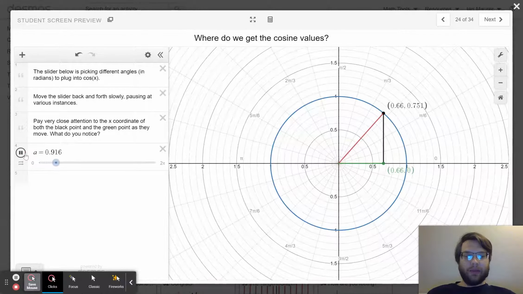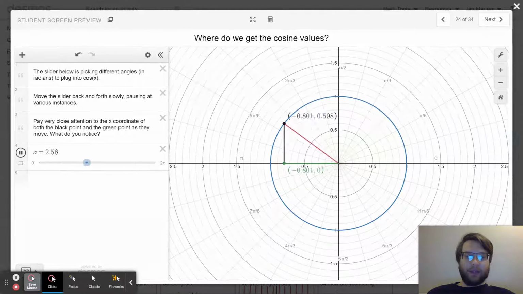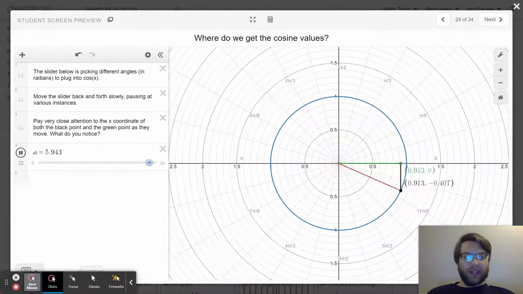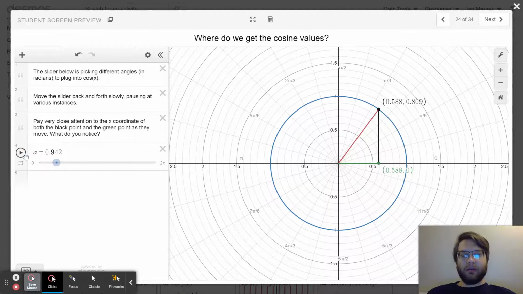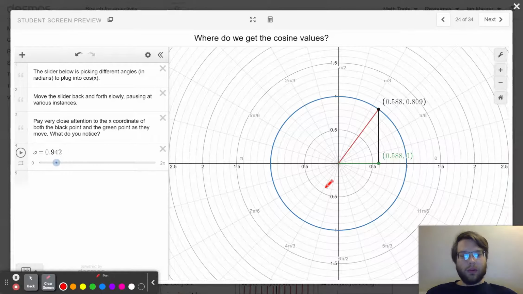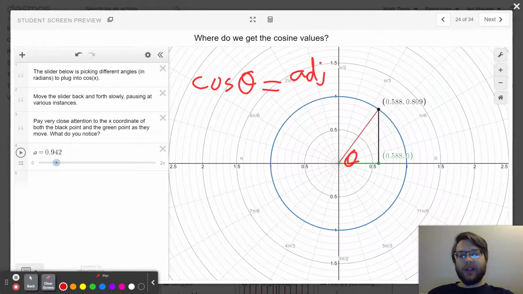Now look at cosine. Notice something different is happening. We're no longer talking about the sine value. We're talking about the cosine value. I'll pause it like I did before and go back to the drawing. Here we have our angle theta. Remember, the cosine of theta is equal to the adjacent side divided by the hypotenuse.